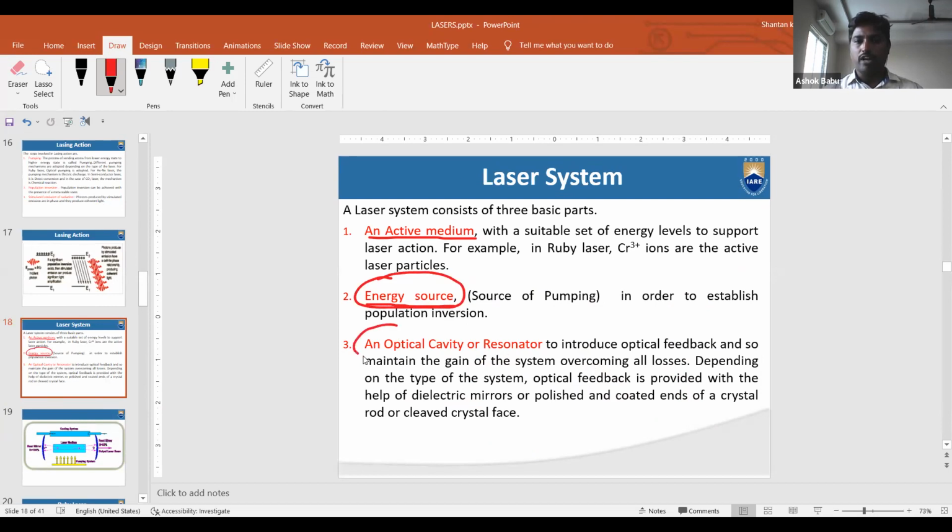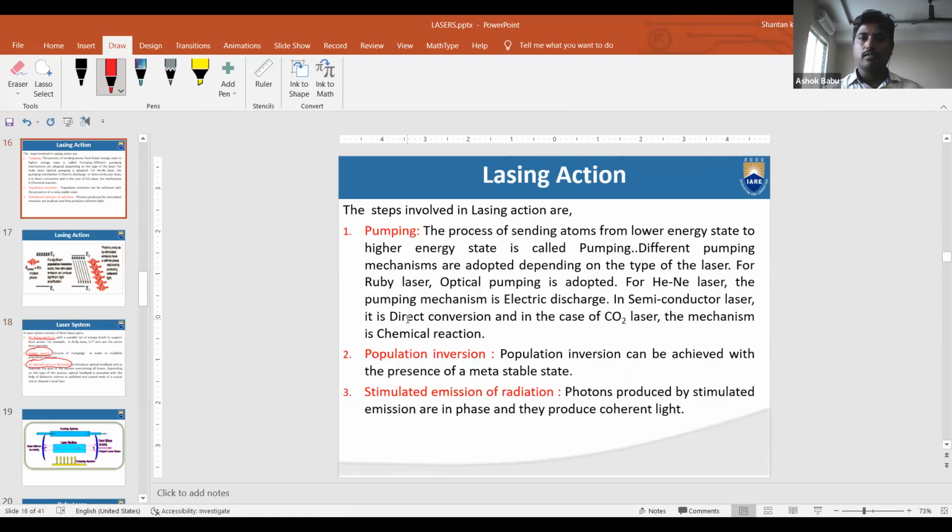Then the optical cavity, to give optical feedback until the light is sufficiently intense. Photons undergo multiple reflections between the two mirrors. Usually two mirrors, or two polished ends of an active medium, are used as a resonator. This is the lasing action. In the lasing action, three steps are involved.